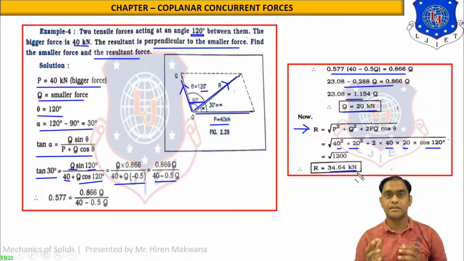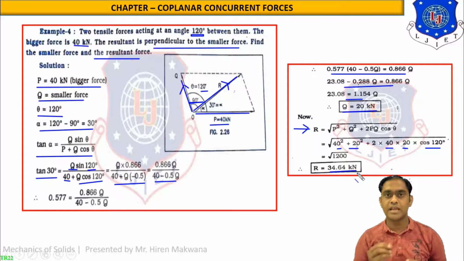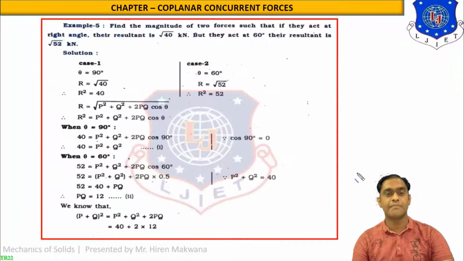So this is the other type of example. In the first example, all the data are available to you. You just have to replace the values in the formula and you will get the answer. But in this example, the resultant is not given to you. One force is also not given to you. But the direction of the resultant, meaning alpha, is already available to you. So with the help of this, we have calculated Q and R. Let us see the next example.